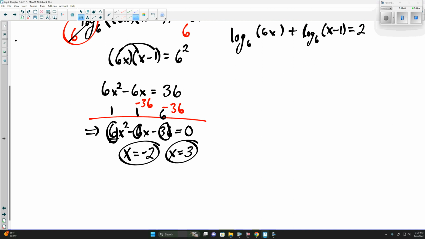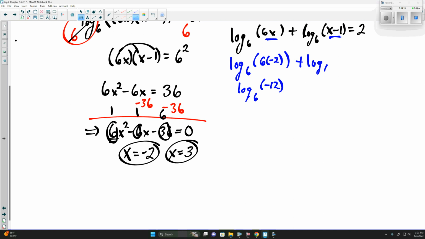Because if we look at these here, neither one of these, 6x or x minus 1, is there a chance that the negative 2 is going to somehow give us a positive number? Because if we did log base 6 of 6 times negative 2, I don't even have to write the rest. This is going to become log base 6 of negative 12. It doesn't matter if the other one was a positive number. If we have one that's a negative inside the log, it doesn't work.